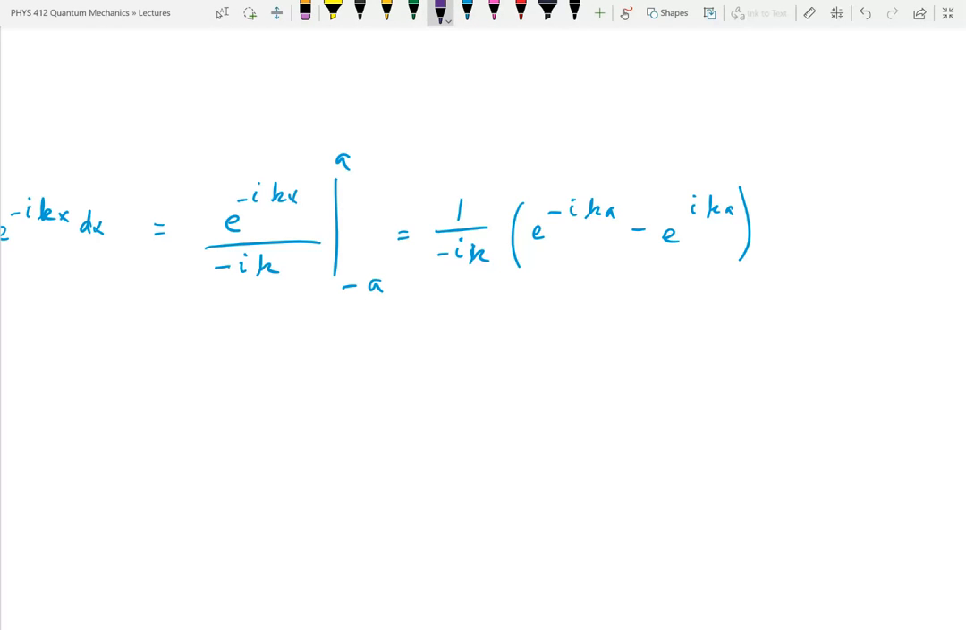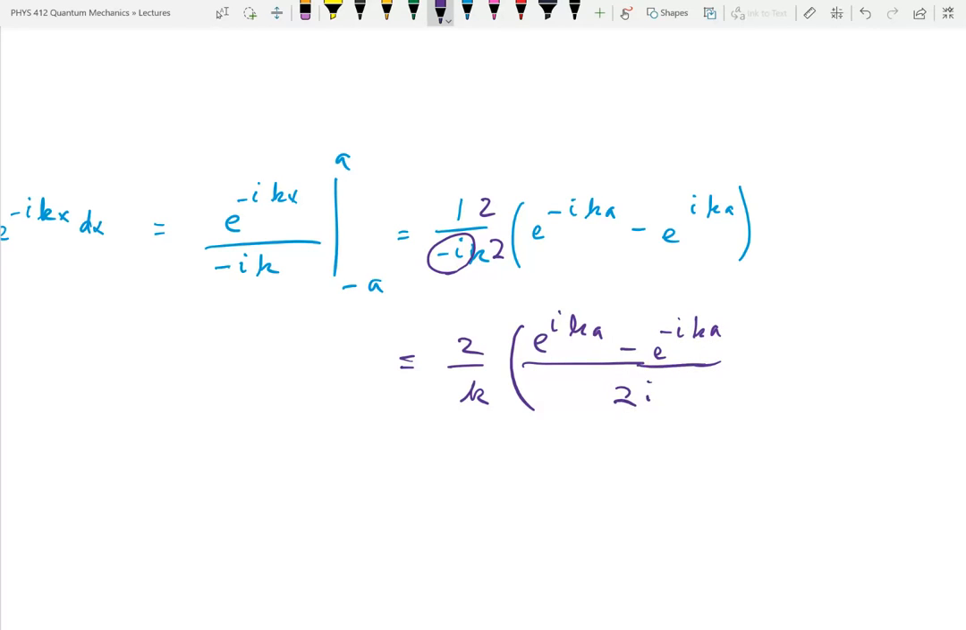Well, I'm going to now take this, and I'm going to bring in the minus 1, and multiply top and bottom by 2. So this is equal to 2 over k. Since I brought in the minus 1, I'm going to change the order: e to the ika minus e to the minus ika, all over 2i.